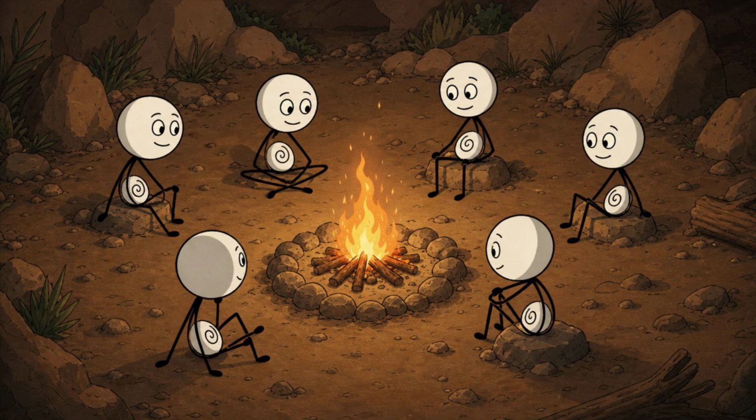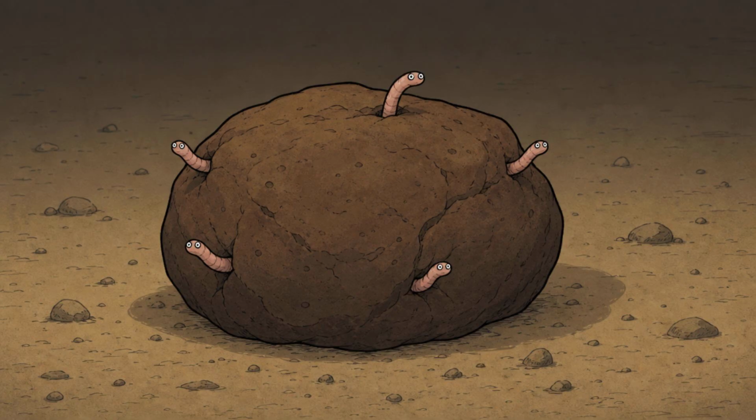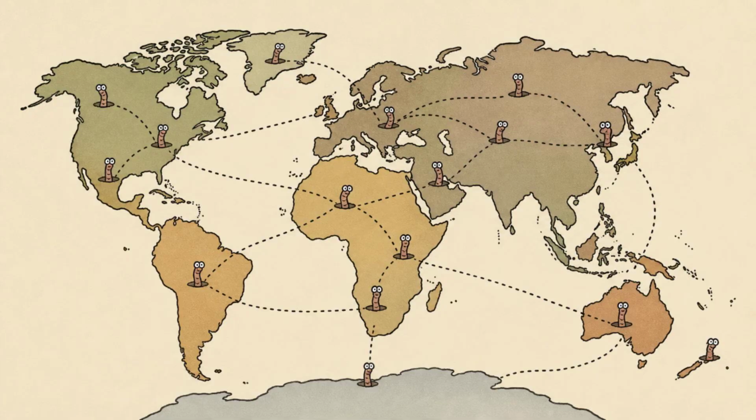Intestinal parasites were essentially universal. Coprolites, which are fossilized human feces, and they are exactly what that word sounds like, show evidence of roundworms, tapeworms, whipworms, and other parasites in populations across every continent where analysis has been done.